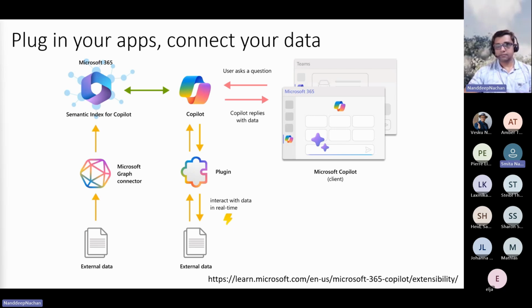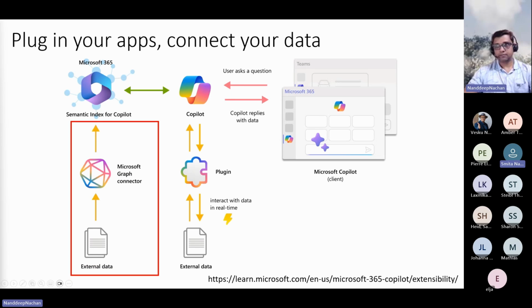So when it comes to the Microsoft Graph Connector, the Graph Connector increases the discoverability and the engagement of your enterprise data by deeply integrating your data into the Copilot for Microsoft 365 experience. So with the Graph Connector, you can make the most of your external data by letting Copilot read and summarize the data from various places.